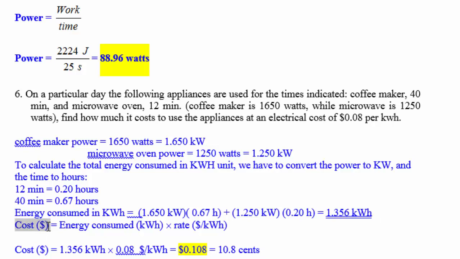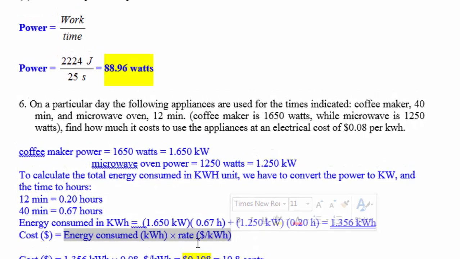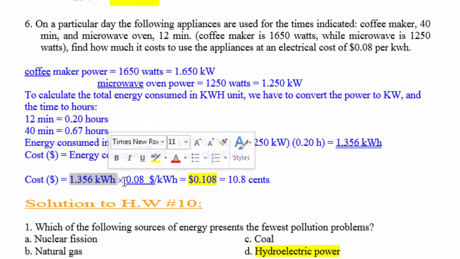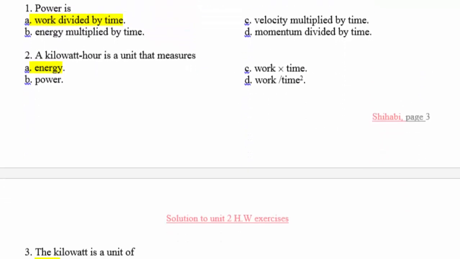Then we calculate the cost. We are given the rate to be $0.08 per kilowatt hour. So we have to multiply the energy consumed by the rate in dollar per kilowatt hour. So 1.665 kilowatt hour times the rate will yield $0.0108, which is around 10.8 cents. That's how much it costs, assuming the rate is $0.08 per kilowatt hour. Let's look at the other problems in the homework.